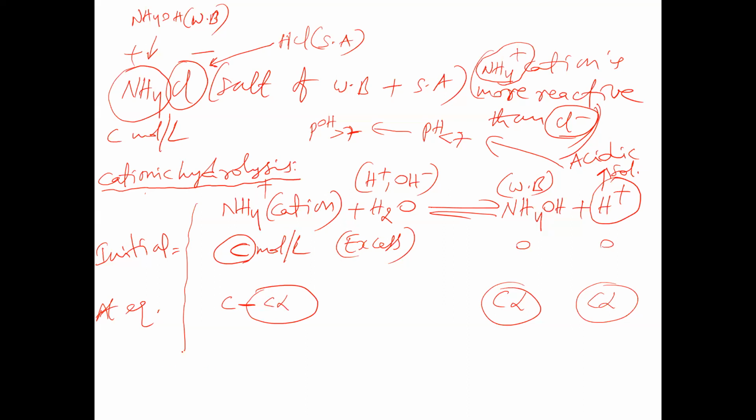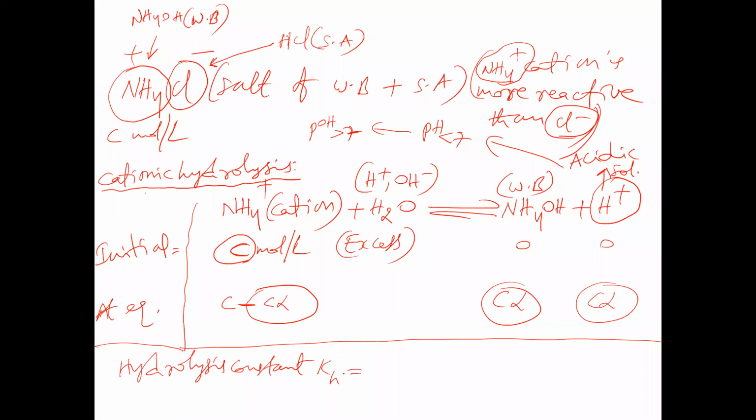Now we have the hydrolysis constant, given by KH. Ka is the dissociation constant of an acid, Kb is the dissociation constant of a base, and KH is the hydrolysis constant of the salt. Now, how do we write KH?